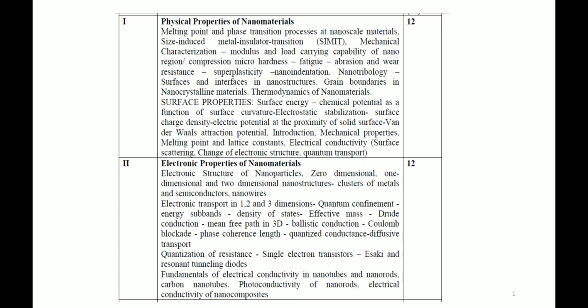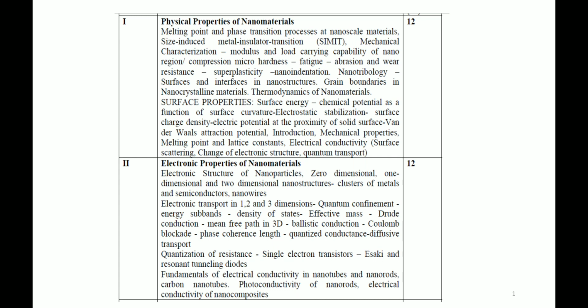The electrical conductivity: that is surface scattering, charge, electronic structure, quantum transport. So basically the electrical conductivity related to the surface of the nanomaterials is going to change. In the second chapter, you can see that we are trying to understand the electronic properties of nanomaterials. In this, we will see how the size, dimension or shape of the material is going to affect the electrical properties.